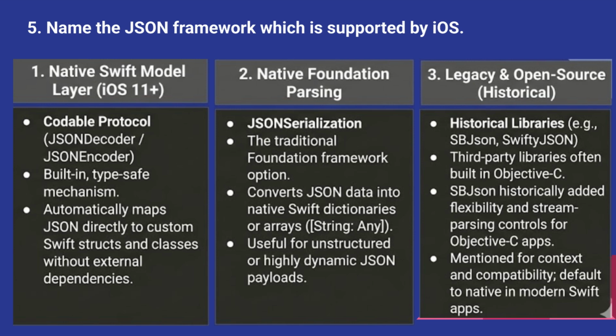Historically built in Objective-C, SBJSON was a pioneer that added immense control, flexibility, and stream parsing capabilities to early iOS apps before Apple introduced robust native parsers. Mentioning the transition from legacy frameworks like SBJSON to modern native Codable shows a technical lead that you understand how iOS architecture has matured over the years.